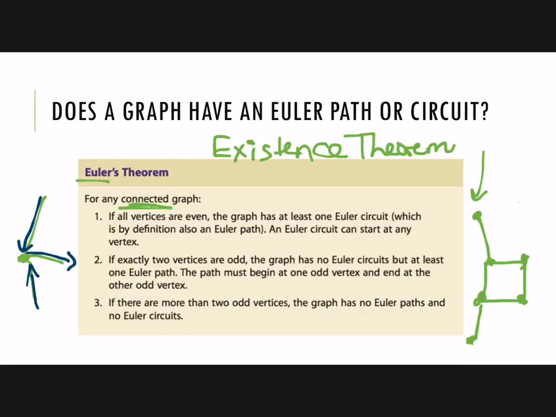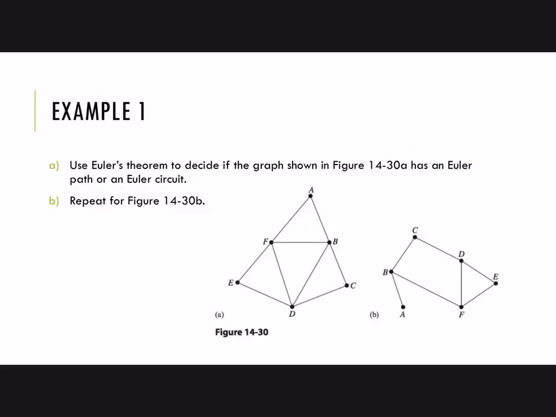Okay, so let's focus on the vertices as we're trying to decide whether or not a graph has an Euler path or circuit. This graph on the left, let me count the degree of all of the vertices first. Vertex A is degree 2. Vertex B is degree 4. C is 2, D is 4, E is 2, F is 4, and that's all of them. So all the vertices are even, so this does have at least one Euler circuit, and by definition that's also a path.